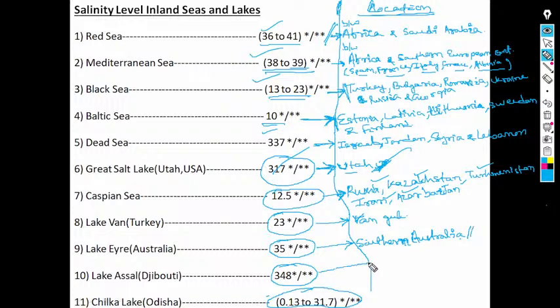Then Lake Assal in Djibouti. Djibouti is a country in Africa. Then Chilka Lake, particularly.